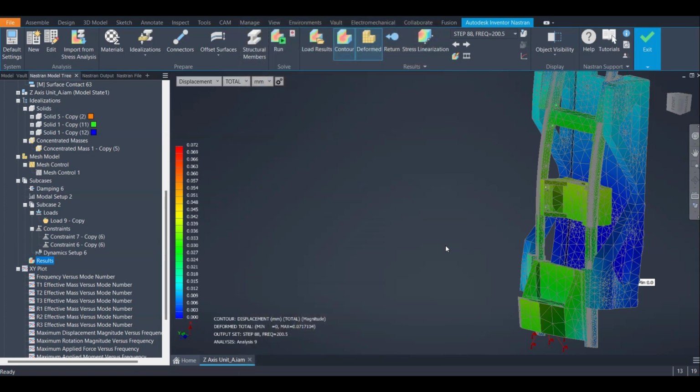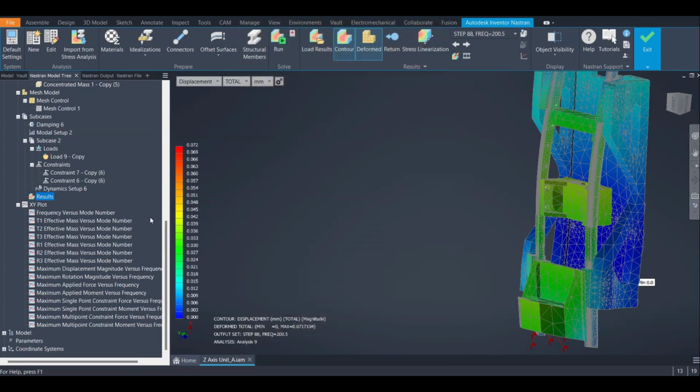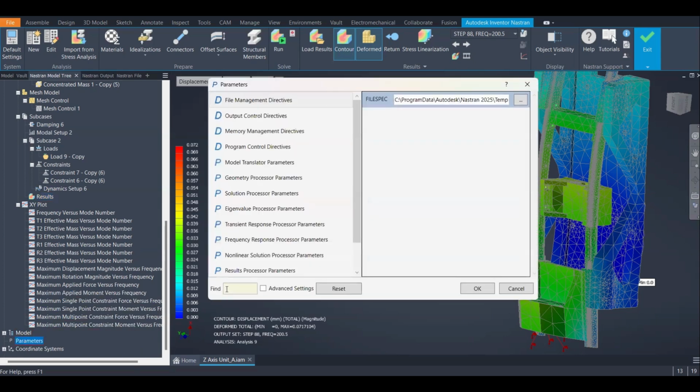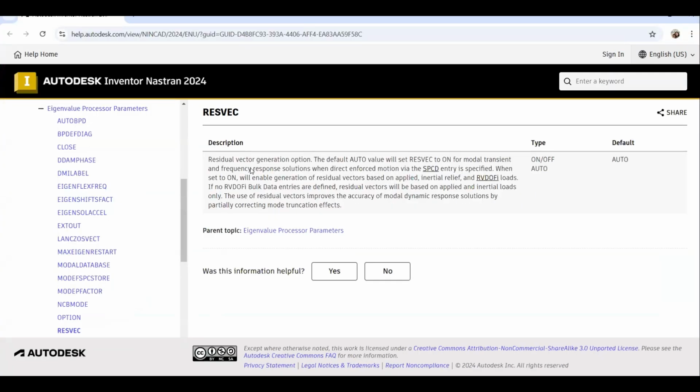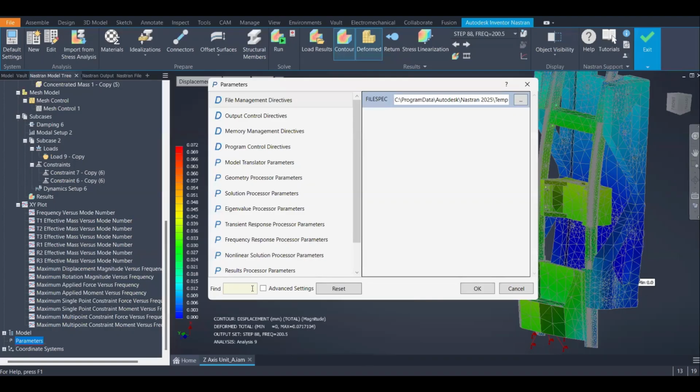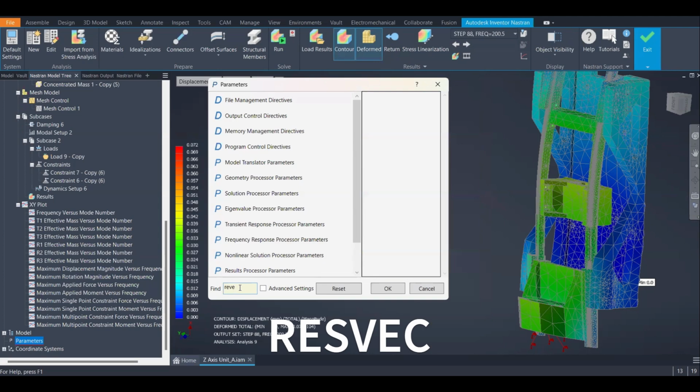So let's talk about accuracy. There is a tip that is important, and it is called the residual vector. Residual vectors is a general option that can be included on the design, on the analysis, and it can increase our confidence in the results that we are obtaining. So in order to include it, we go to parameters and just type here resvec.